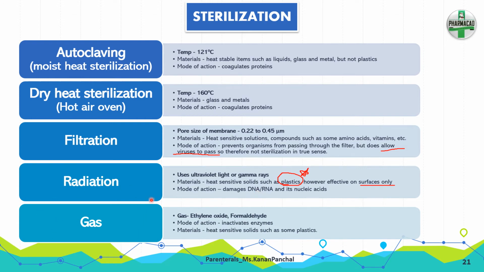Now the last is gaseous sterilization, which involves ethylene oxide. It also involves formaldehyde to some extent. The mode of action is that it inactivates the enzymes. The material sterilized by this method is plastics. Also, the rooms and manufacturing areas are sterilized by gas sterilization, which is known as fumigation.